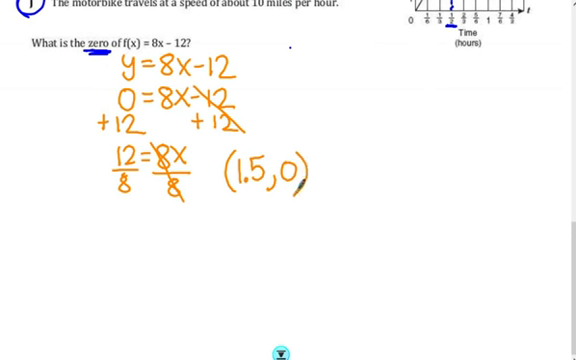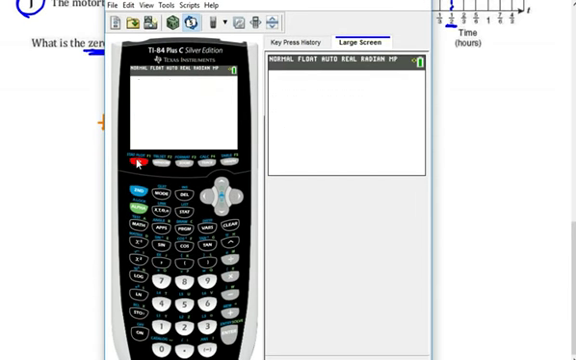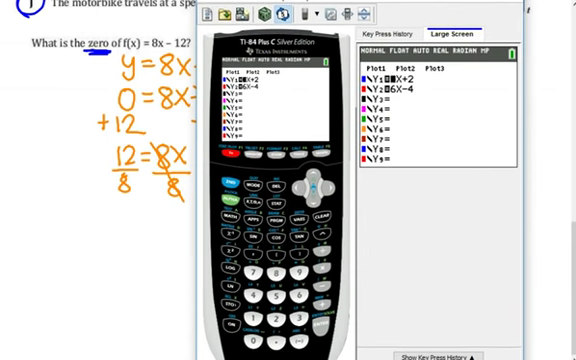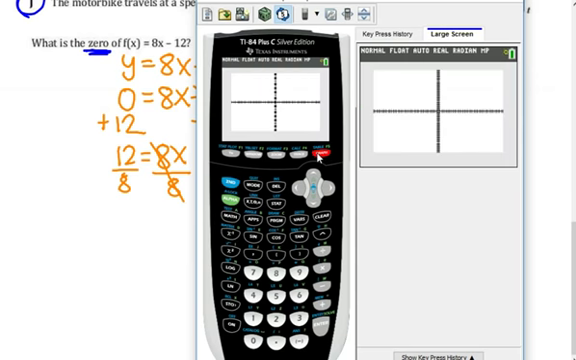Alright, 1.5, 0. And I can totally double check this by plugging it into my calculator. If I go to y equals 8x minus 12 and go look at my graph, I can always double check. And sorry, I was having some computer trouble. Anywho, so looking here, yeah, 1.5 seems like a reasonable number.